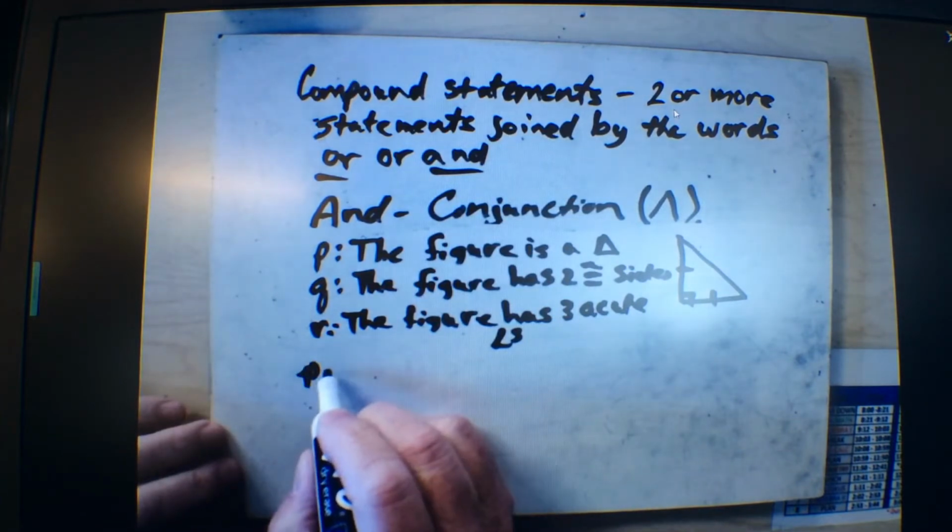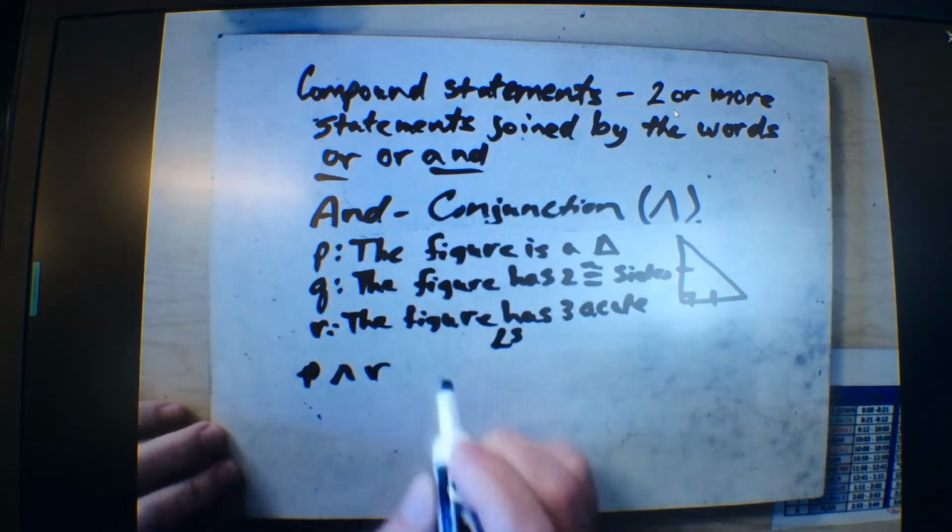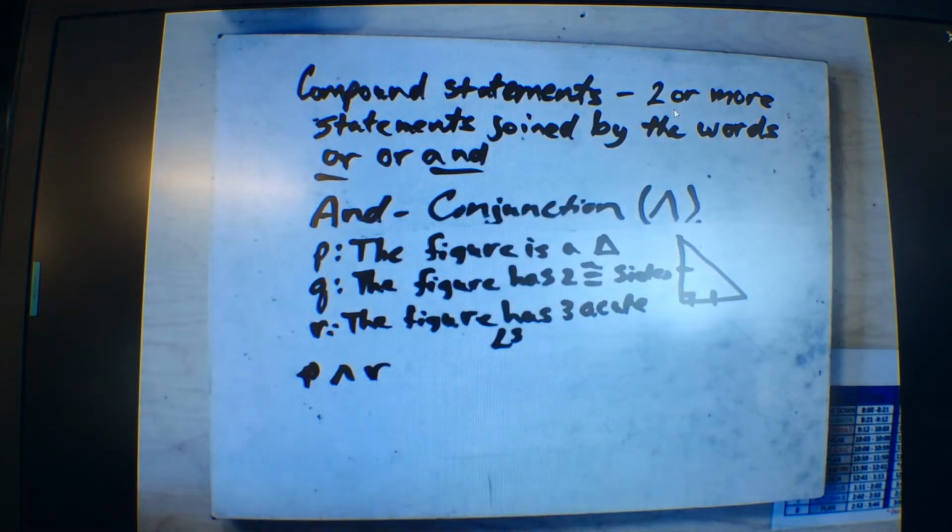So, I want you to do P and R. All right? P and R. So I want you to do a conjunction with P. So, how would I say that? The figure is a triangle and has two congruent sides. I'm doing P and R. The figure is a triangle, and the figure has three acute angles.